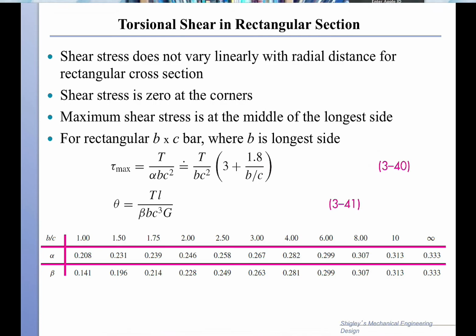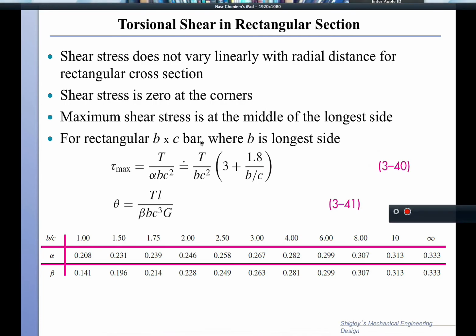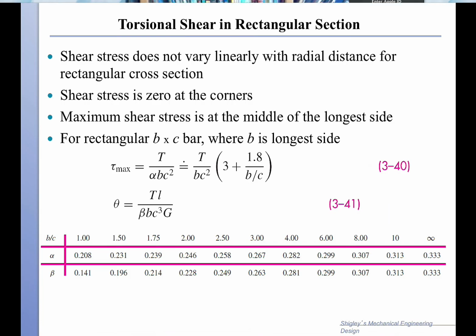If we have a non-circular cross-section, for example, a rectangular bar that is B times C, where B is the longest side, the cross-section will look like this. The longest side is B, and the shortest side is C. And then it has a center, and we are applying a torque T.